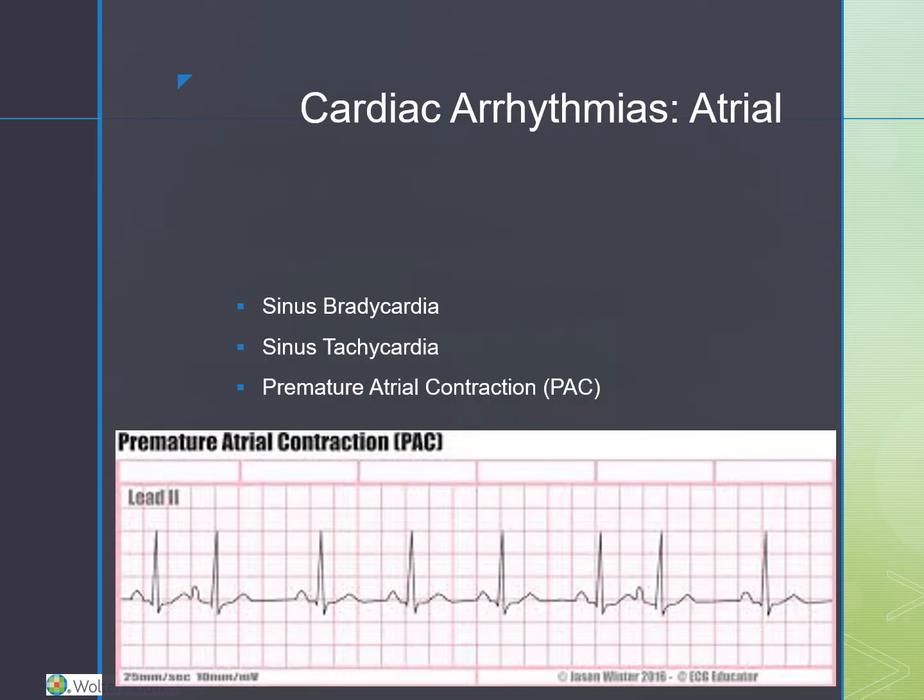So once again, we look at the rhythm. Do we have a P wave in front of every QRS? When we look at our atrial rhythms, first of all, if it's a slow rhythm, a bradycardia, that is going to be slower than 60 beats per minute. It is an arrhythmia that's proceeding normally through the conduction pathway, but it goes at a slower than usual rate.